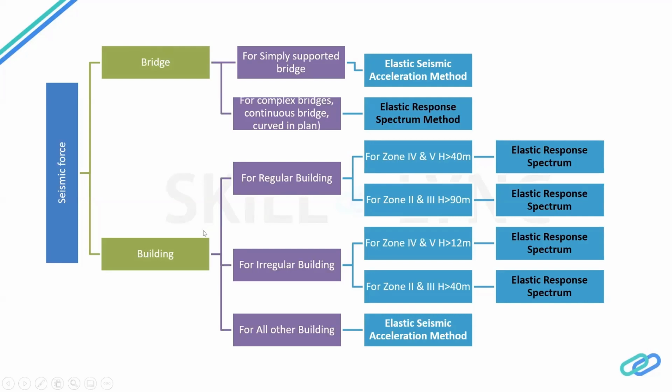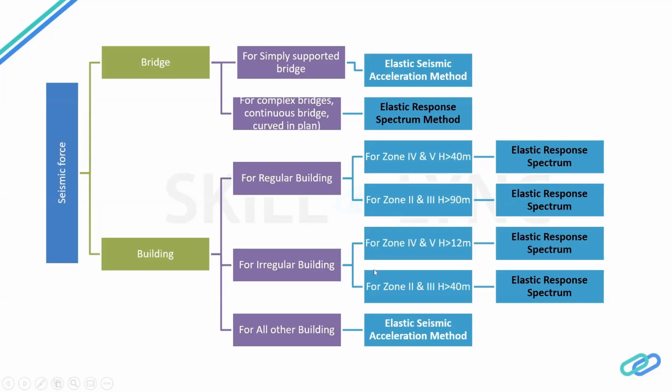In the case of buildings, for a regular building lying in zone 4 or 5, if the height of the building is greater than 40, then we will use the elastic response spectrum method. And for zone 2, if it is greater than 90, we will use the elastic response spectrum method. If it is less than 40 or less than 90, we will use the earlier method.